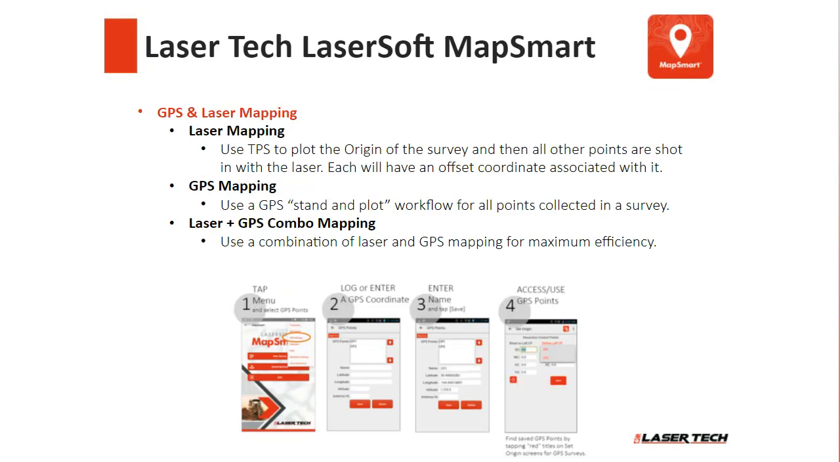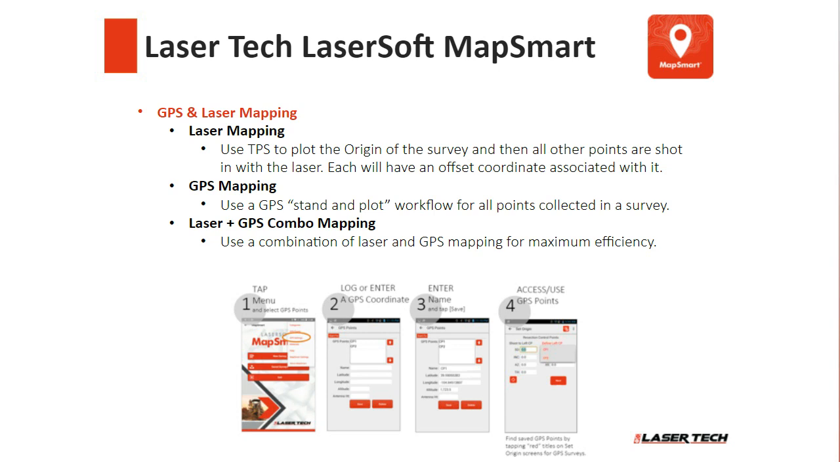The first one, actually, we develop apps ourselves to integrate with our lasers, and one is called LaserSoft MapSmart. We started this a while back, just more for laser mapping. So you'd set up an origin at 0,0,0, and then you use the laser, different lasers, different mapping methods, and capture points, lines, polygons, etc. It was just a really quick, easy way of capturing our laser data that I talked about earlier, all those different measurements. Then we started integrating GPS into this app.